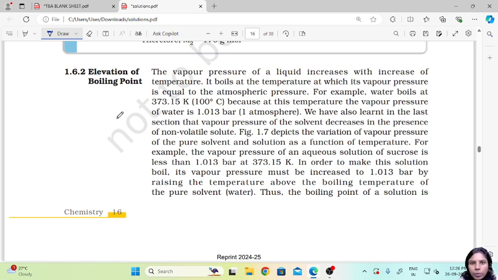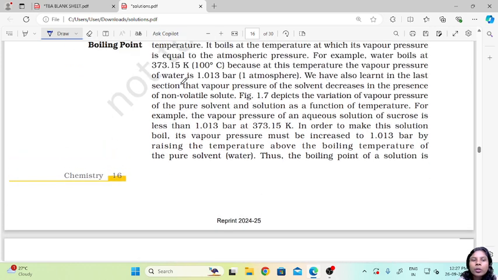Atmospheric pressure is 1 atmosphere, about 1.013 bar. So the vapor pressure of the solution should be around 1 atmosphere. For example, water boils at 373.15 Kelvin, that is 100 degrees Celsius, because at this point the vapor pressure of water is around 1.013 bar, which is close to 1 atmosphere. Therefore it boils at 100 degrees Celsius.